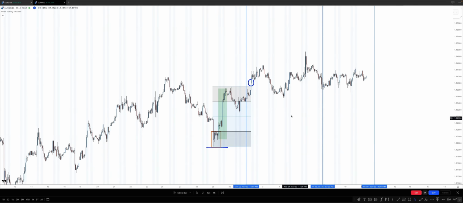So here we see the market continue. And like I said, the market in our session is then continuing into higher prices. So that's what we're seeing in hindsight.